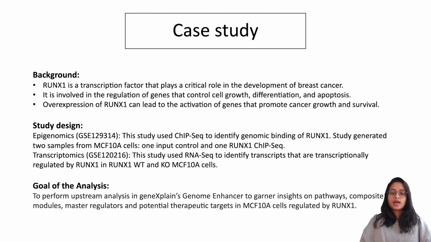The ChIP-Seq data captures the genomic regions where RUNX1 binds, and RUNX1 is a transcription factor that plays a critical role in development of breast cancer. Overexpression of RUNX1 can lead to the activation of genes that promote cancer growth and survival. In terms of the transcriptomics dataset, it's essentially an RNA sequencing dataset which was performed to identify transcripts that are transcriptionally regulated by RUNX1 in RUNX1 wild type and knockout MCF10A cells.